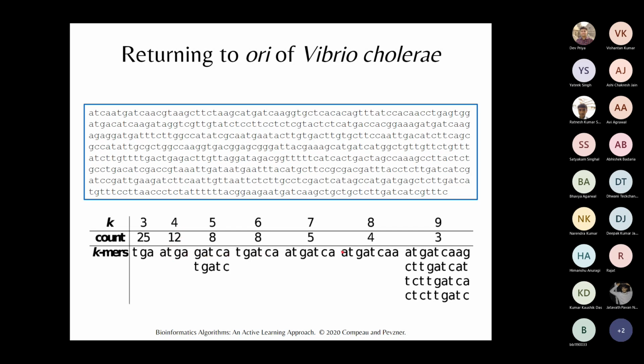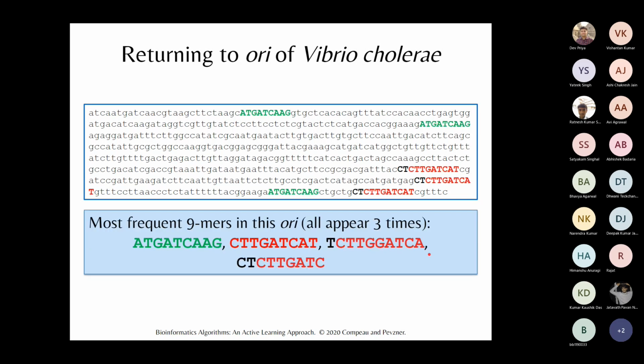If you keep on increasing the k-mer length, you find that at k-mer length 9, there are 4 different k-mers of length 9 which have count 3. So this is sort of surprising. The most frequent 9-mers in the origin of replication all occur 3 times.